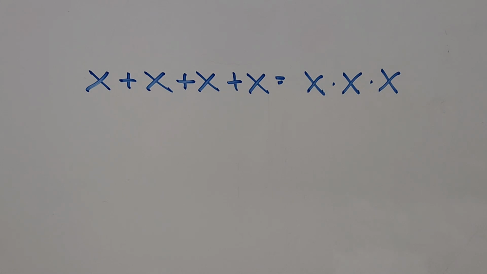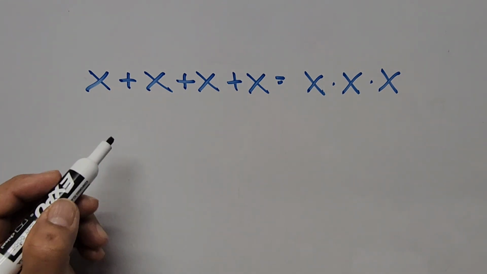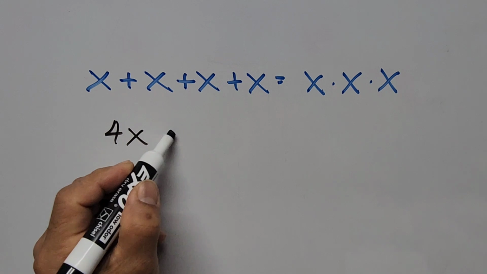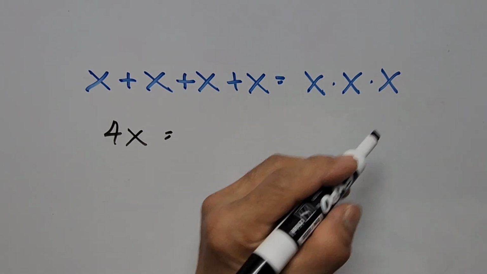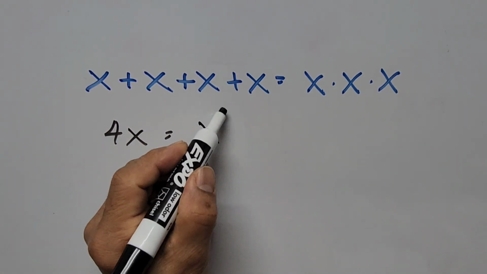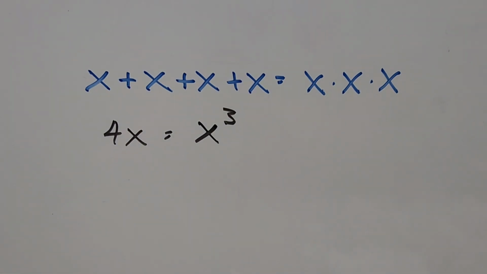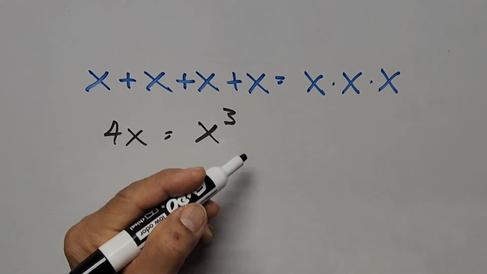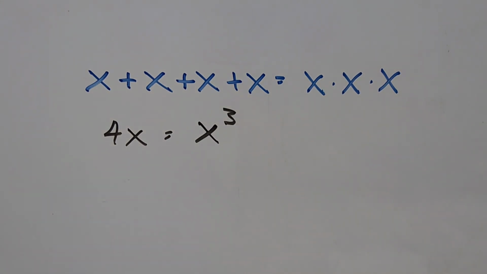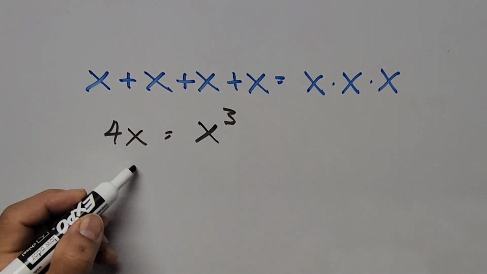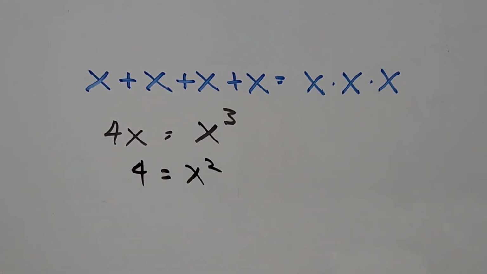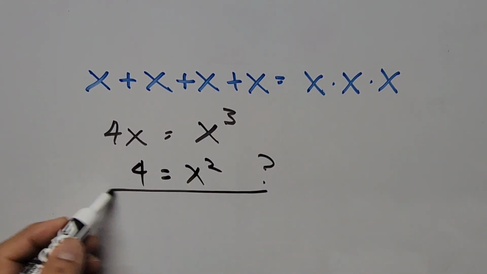Alright, so let's start with simplifying both sides of our equation. The left hand side, how many x's do we see? 4, right? So that is 4x. The right hand side, x times x times x, so that's x cubed. So now, how do we solve this equation? Can we just cancel the x here and reduce this to x squared? That will come up to be 4 is equal to x squared. But is this the right way to solve this equation?